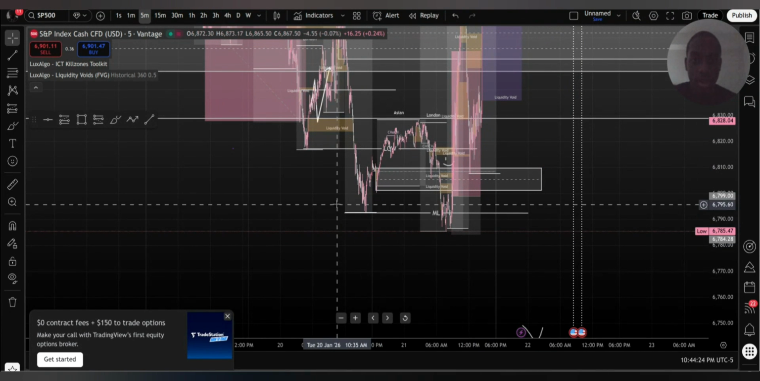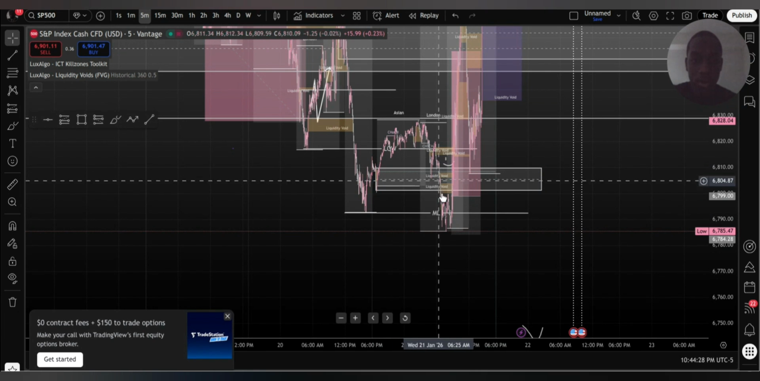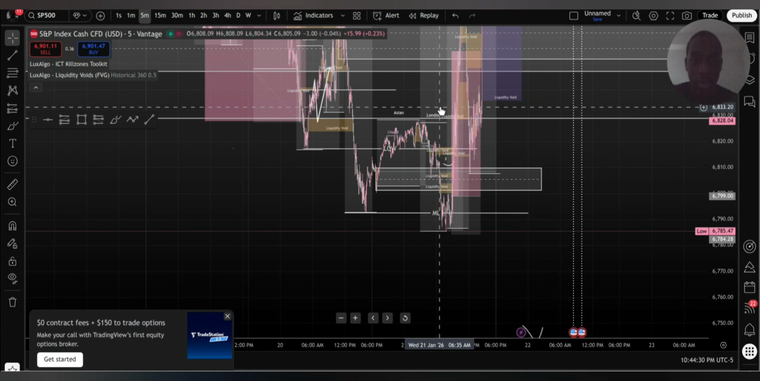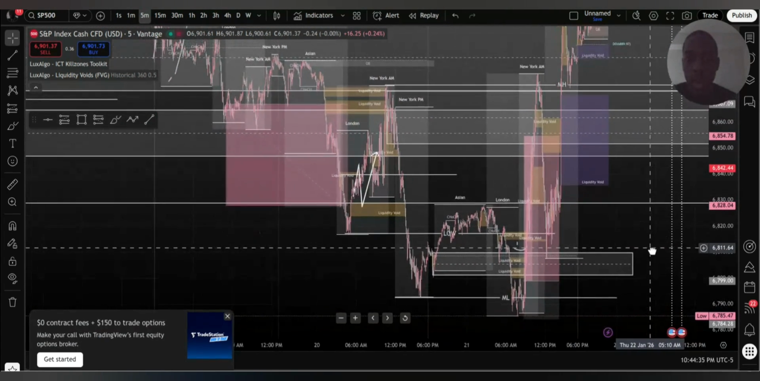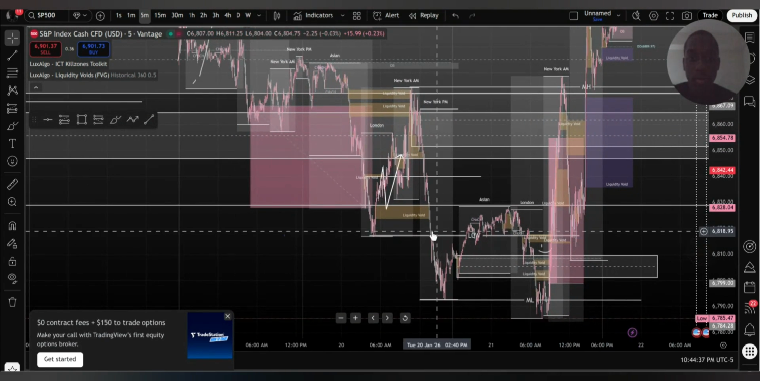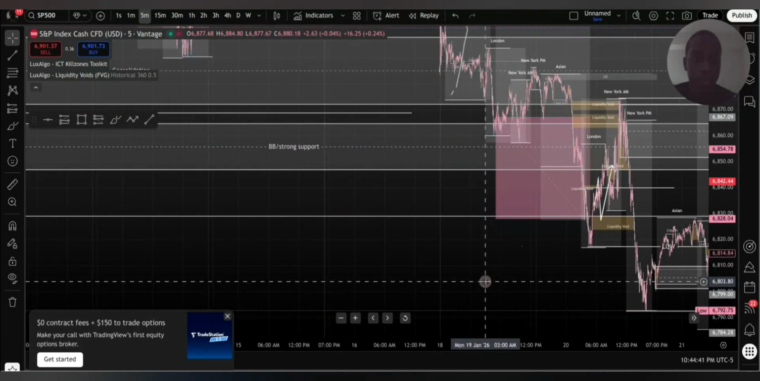Even though we had a potential change of character, the price quickly came back up, came back down, came back up. I knew that it was consolidating within that area. And what happens when price consolidates within an area? We are expecting a pullback, like right here.